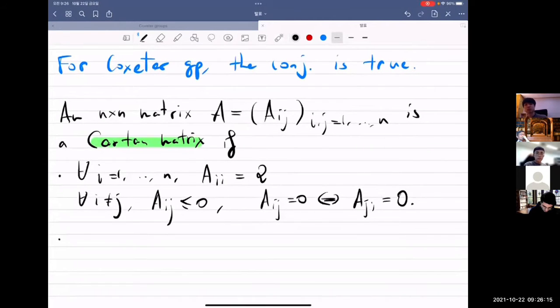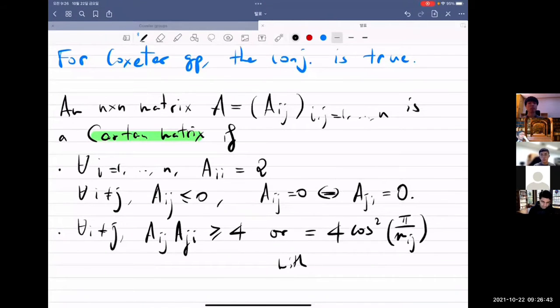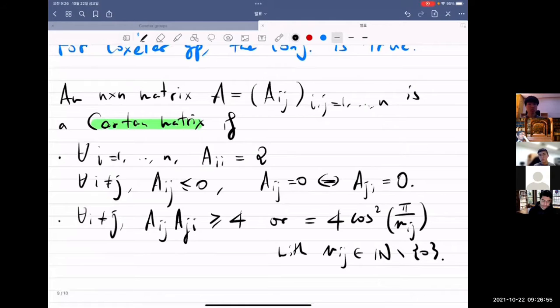And then another condition is that for i different from j, if I multiply A_ij and A_ji, then this number is always bigger than or equal to 4 cosine squared of pi over m_ij. Of course, here m_ij is a positive integer. Okay. So this is my Cartan matrix.